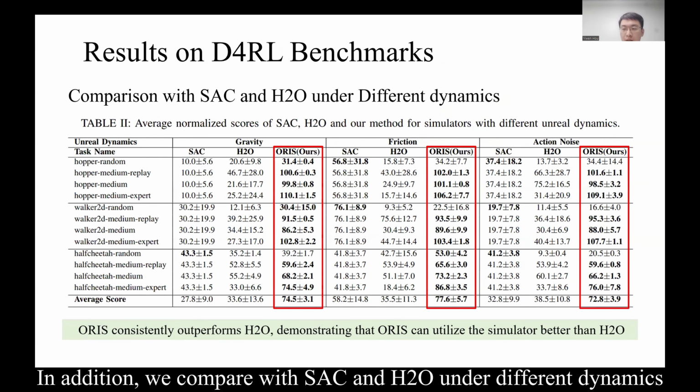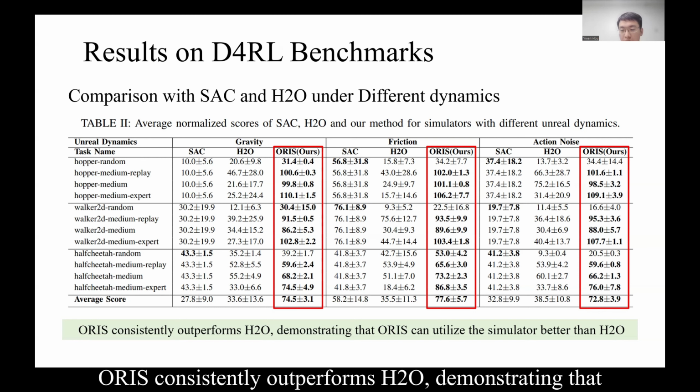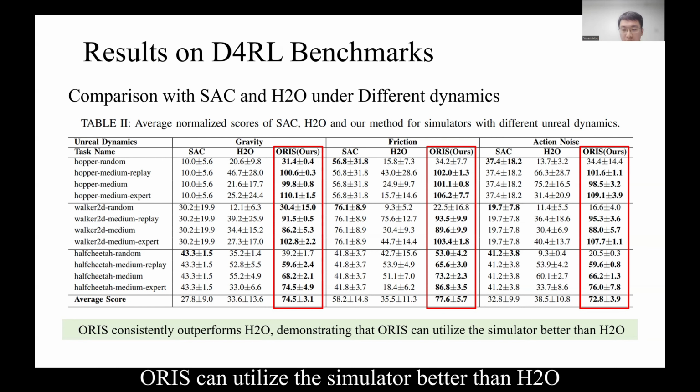In addition, we compare with SAC and H2O under different dynamics. The results are shown in Table 2. Our method consistently outperforms H2O, demonstrating that it can utilize the simulator better than H2O.